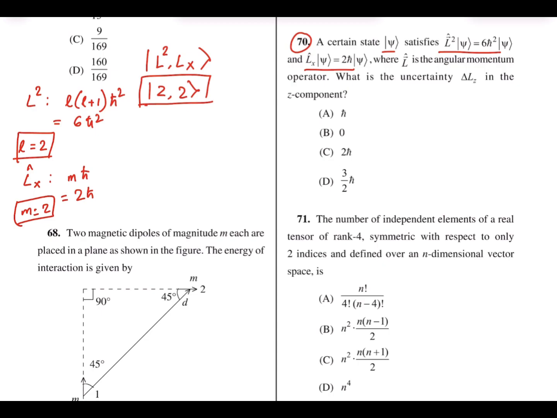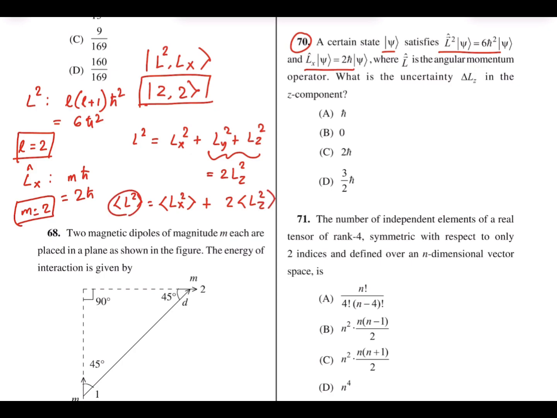Now we could write L squared as Lx squared plus Ly squared plus Lz squared, and due to the symmetry we could assume the first two to be the same, so this equals 2 Lz squared. So the expectation value of L squared is equal to the expectation value of Lx squared plus 2 times the expectation value of Lz squared. We can now put this to be 6, this to be 4. So we can find the expectation value of Lz squared is equal to (6 minus 4) divided by 2 h bar squared, and that is h bar squared.